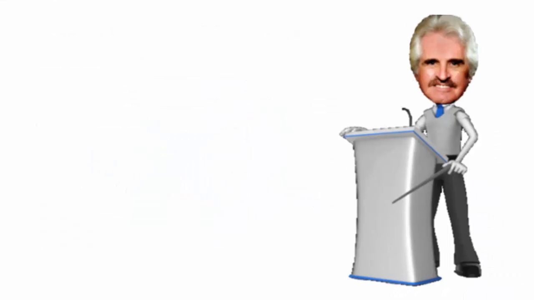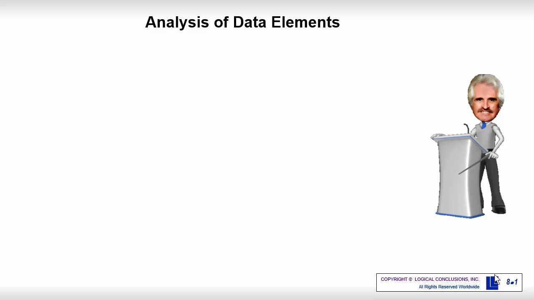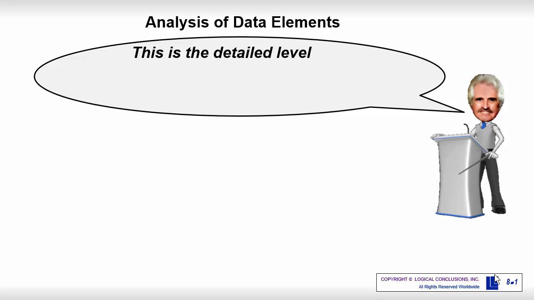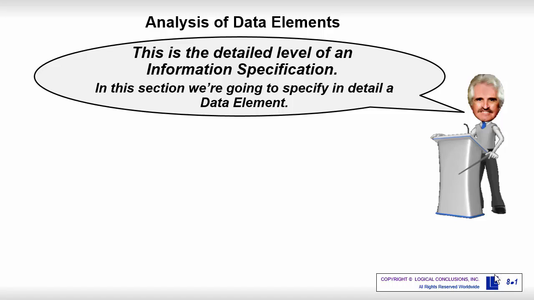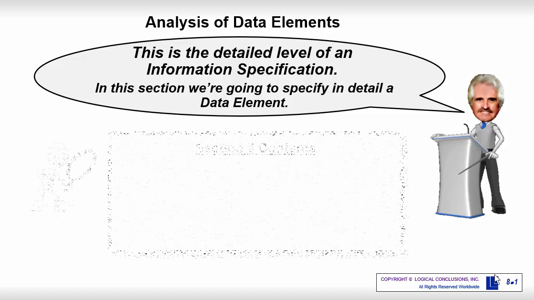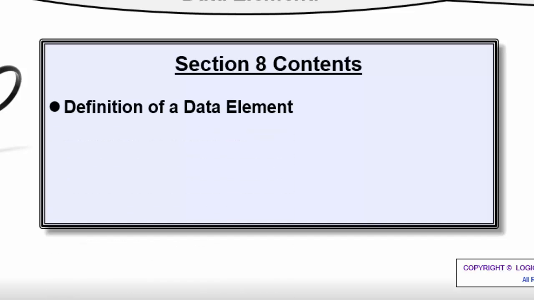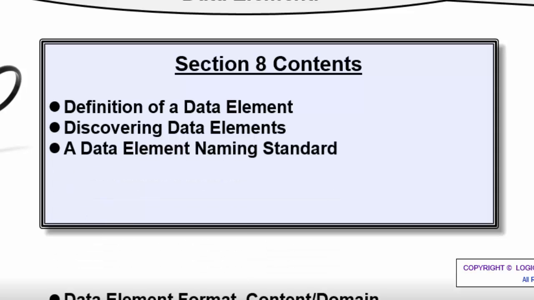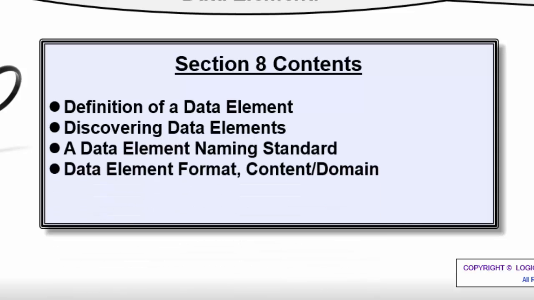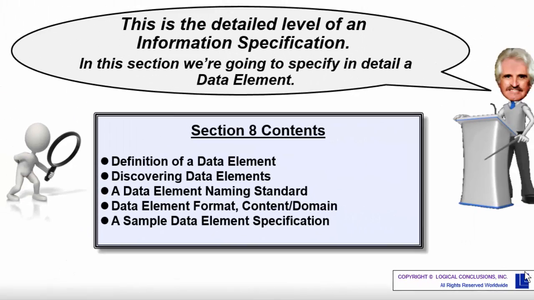In this section, we'll cover the analysis of data elements, sometimes called data attributes or data fields. This is the detailed level of an information specification. In this section, we're going to specify in detail a data element. I class a data element as the common denominator of many business methodologies. This is not a large section. In it, we'll cover definition of a data element, discovering data elements, a data element naming standard, data element format, content, and domain, and a sample data element specification.